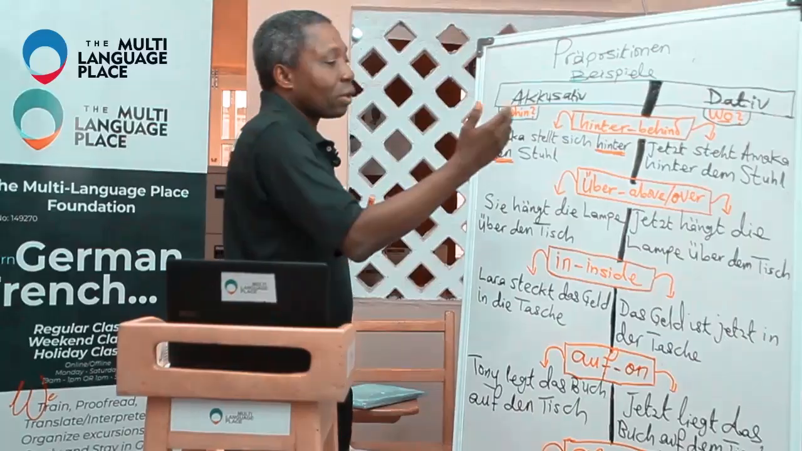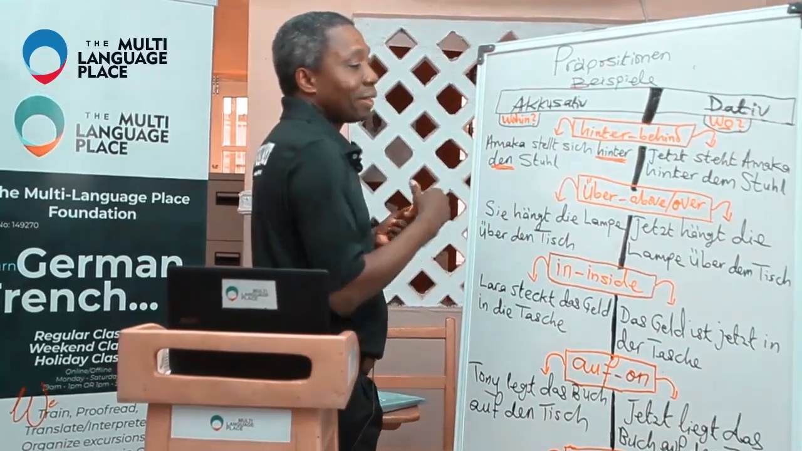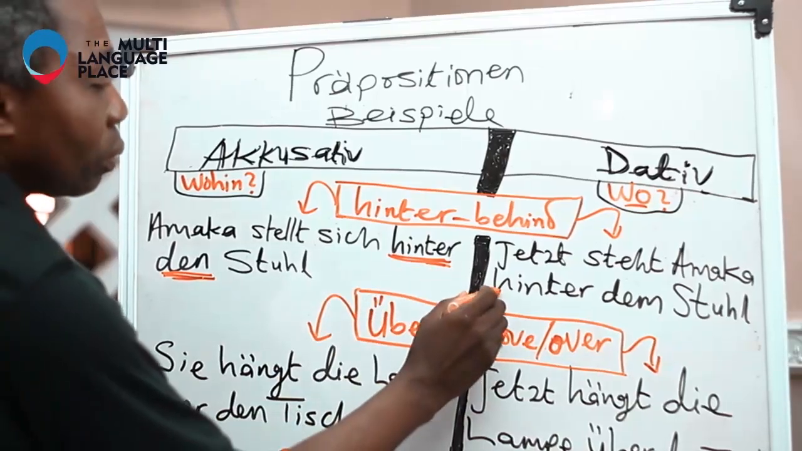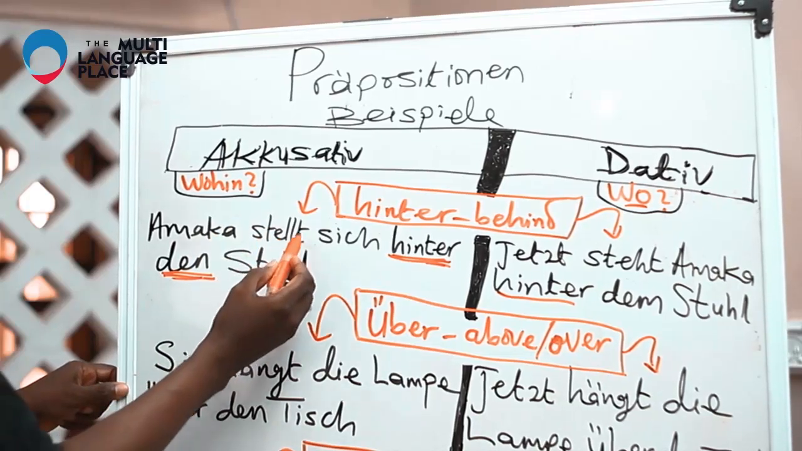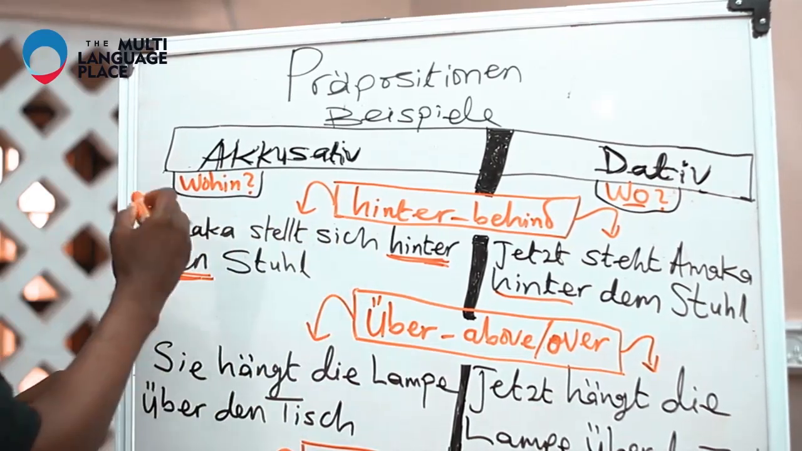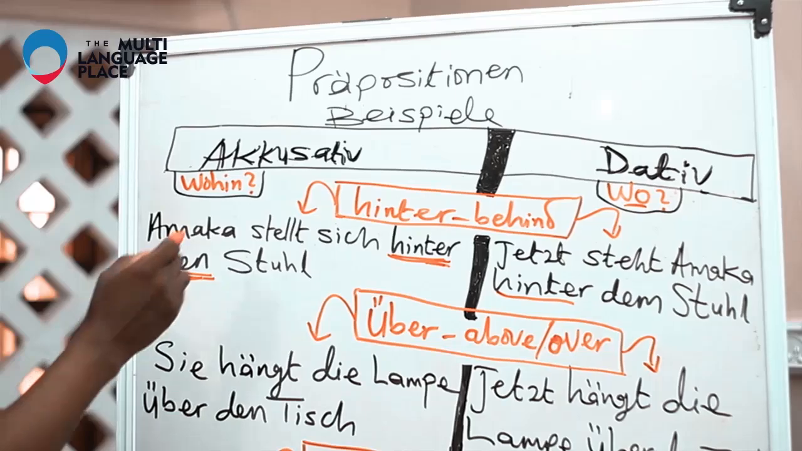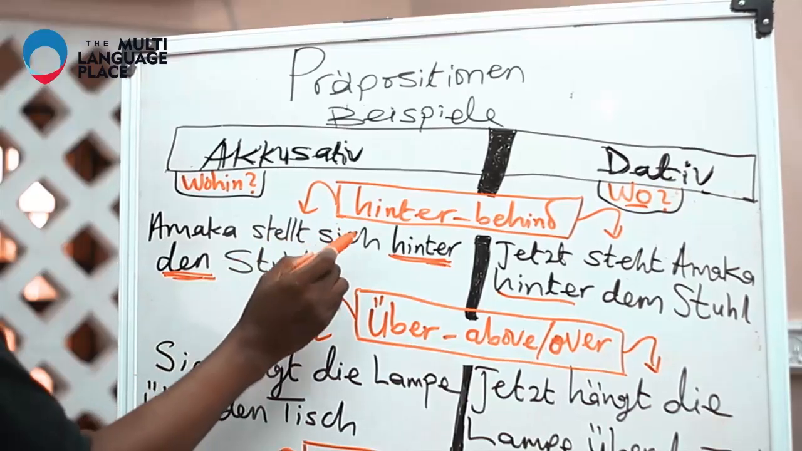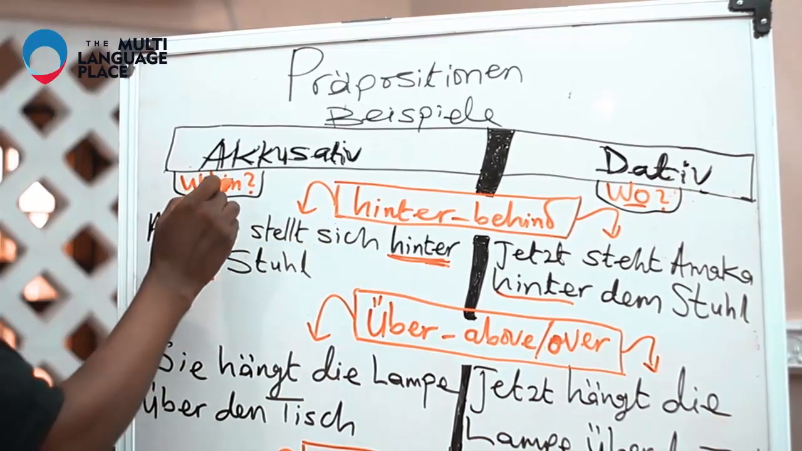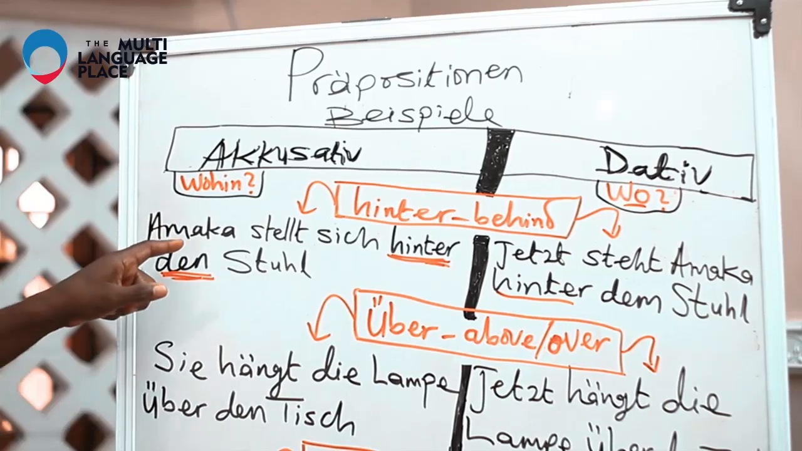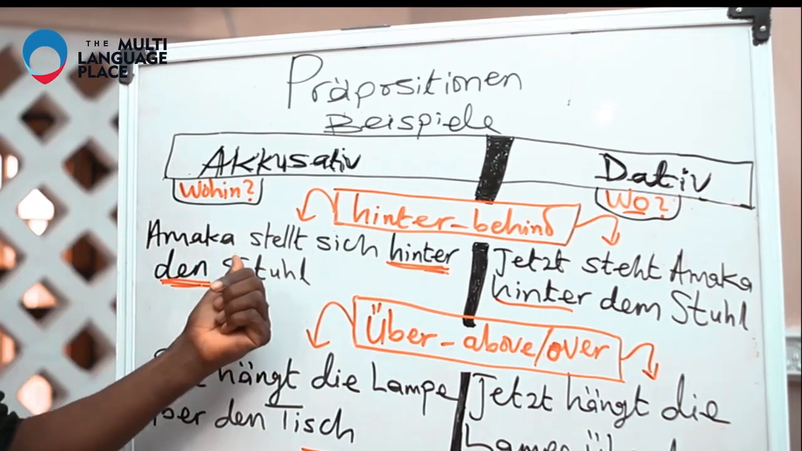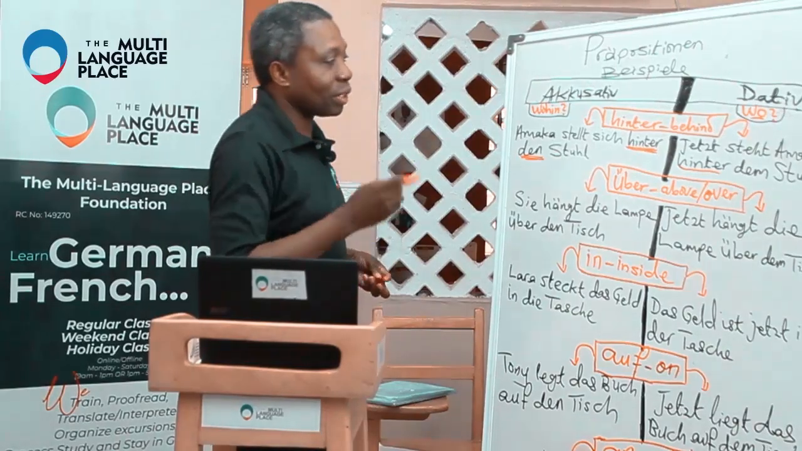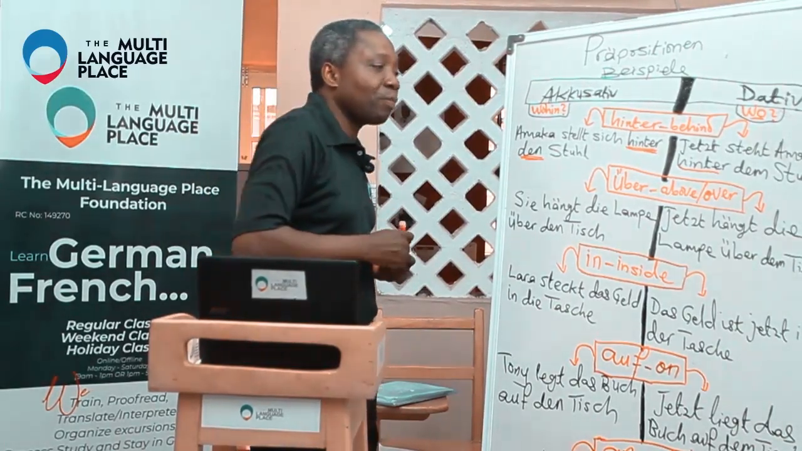Then we go to the second part where we have the same hinter, with wo. So here is, wo stellt sich Amaka? Wohin? And then the answer is Amaka stellt sich hinter den Stuhl. Then I go to the second part for a better understanding.